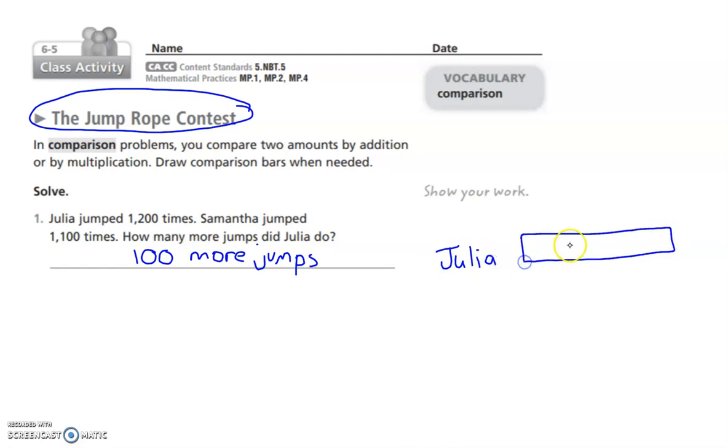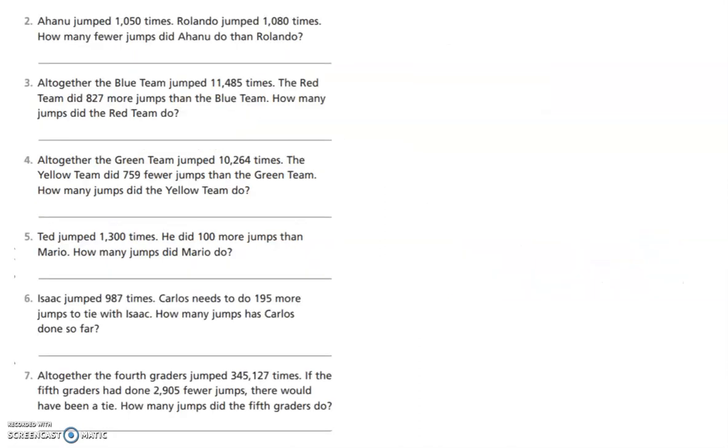has a bar that looks like this, and it is filled with her 1,200 jumps, right? Well, then we also have Samantha. I'm going to call her Sam. And Sam has a smaller bar. We're going to make it go to about there, and it has 1,100 jumps, and then this is the part that you are solving for. So inside of that little question mark would be where you find the difference between the two, which would be that 100. Like I said, you don't need a comparison bar. You're already solving these. But let's say you come up with one that you're not totally sure about. You could try to draw the comparison bar. I'll stop being so negative Nancy about it.